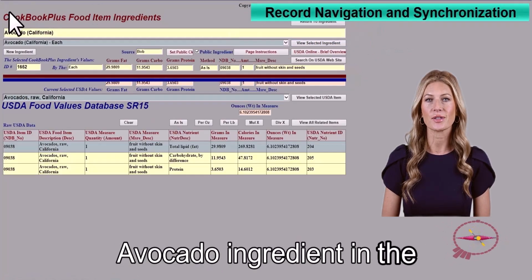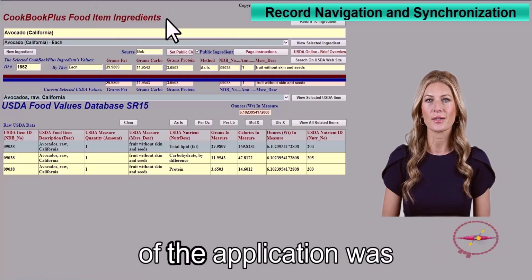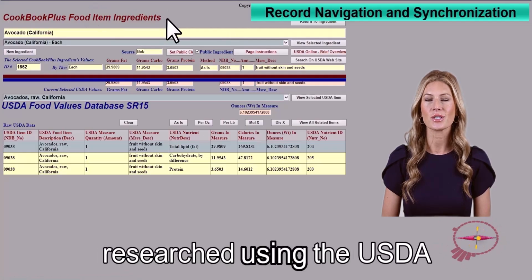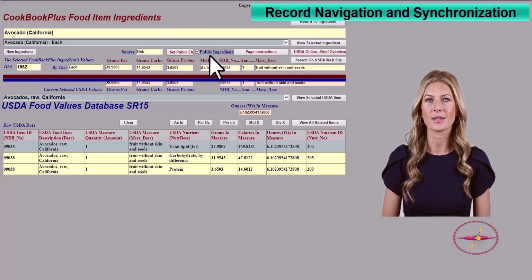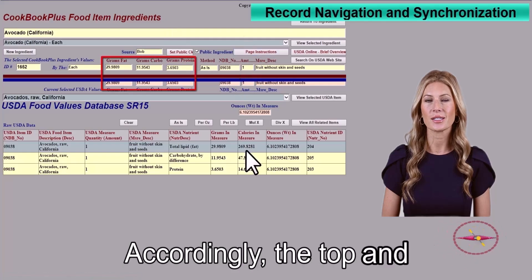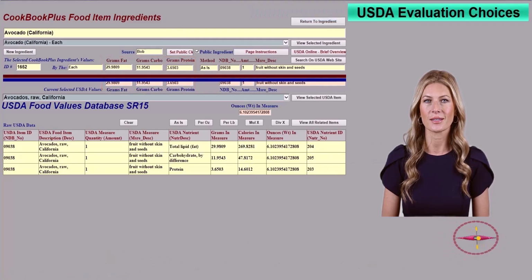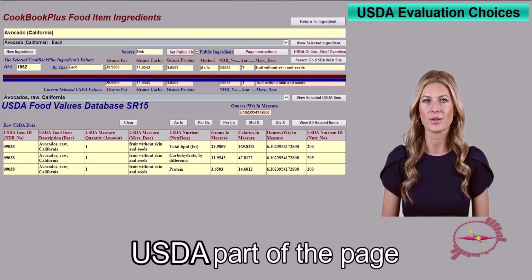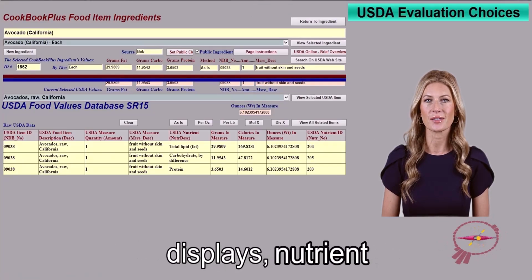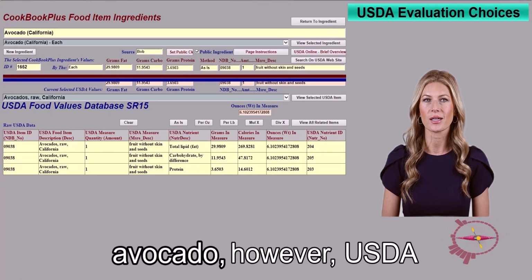The avocado ingredient in the food item ingredients part of the application was researched using the USDA database. Accordingly, the top and bottom part of this page are now synchronized again. In the current example, the USDA part of the page displays nutrient information for 1 avocado.